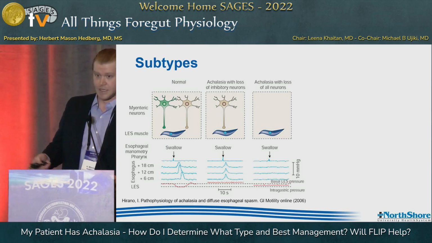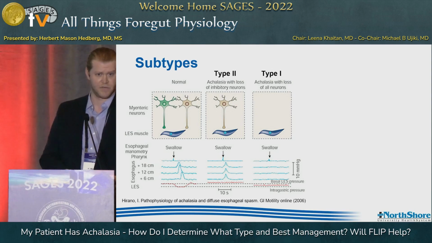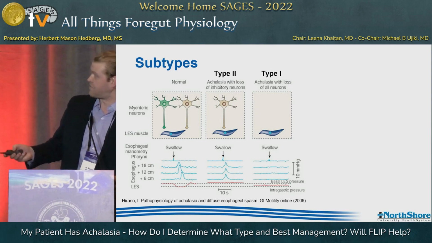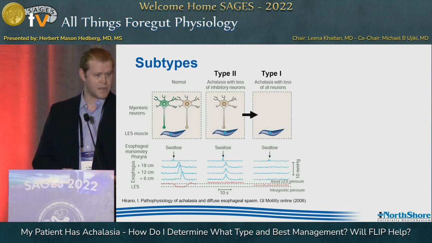So first we lose the inhibitory neurons, and this is type 2 achalasia, where we lose the inhibition of the LES, and we lose a propagation of peristalsis. Instead, there's pan-esophageal pressurization. And then in the advanced phase of the disease, we have no contractility at all in the esophageal body. So type 2 to type 1 represents a progression of the same disease process.